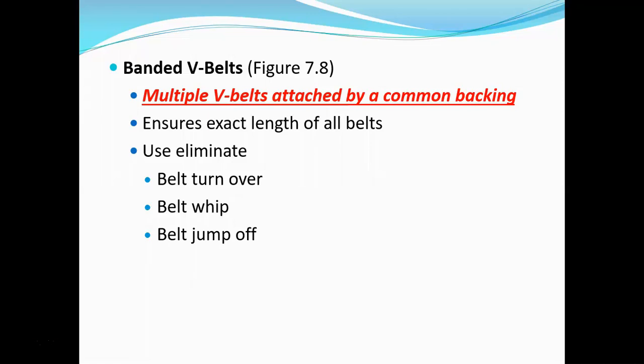So you have a really rough application for a belt. It has a lot of jerking and pulsing load. So you can make your belts whip, make them flip and turn over and start running on their sides or upside down in some cases, or make the belts jump off. The banded V belts really help eliminate the belt turnover, the belt whip, and the belt jump off. Keeps all the belts together.